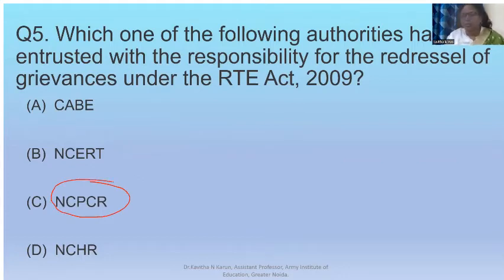NCPCR is the National Commission for Protection of Child Rights. And the National Commission for Protection of Child Rights is the body entrusted to redress the grievances under the Right to Education Act 2009. Then what is CABE? CABE is one of the oldest advisory bodies for education, that is the Central Advisory Board of Education. NCERT, we have already seen, is the National Council of Educational Research and Training. Then NCHR, that is the National Commission for Human Rights.